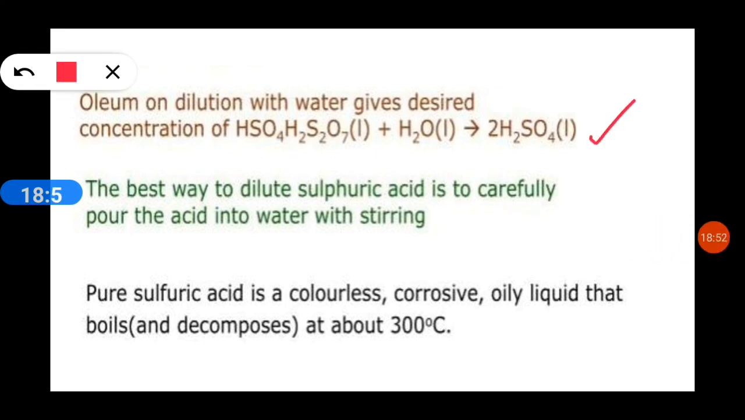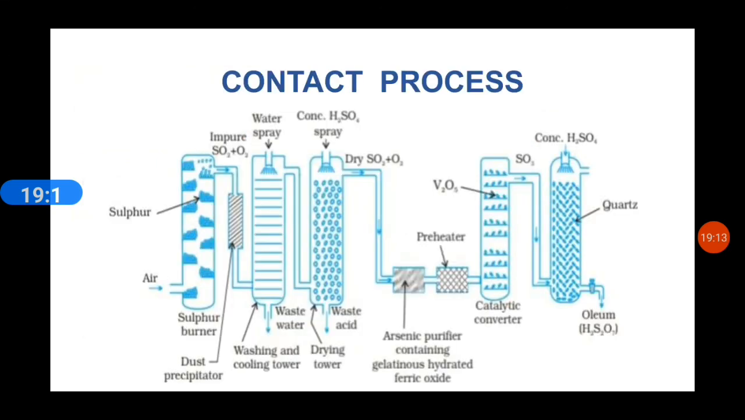The best way to dilute sulfuric acid is to carefully pour the acid into water with stirring and not the other way round. Pure sulfuric acid is colorless, corrosive and oily liquid that boils and decomposes at around 300 degrees centigrade. This is the figure showing contact process for manufacture of sulfuric acid. The flow diagram.